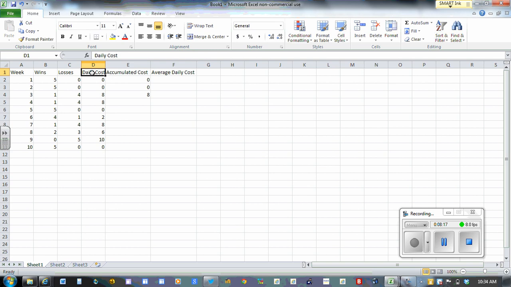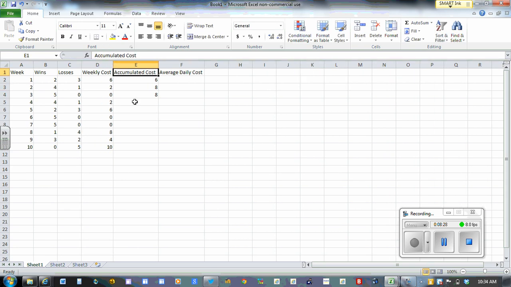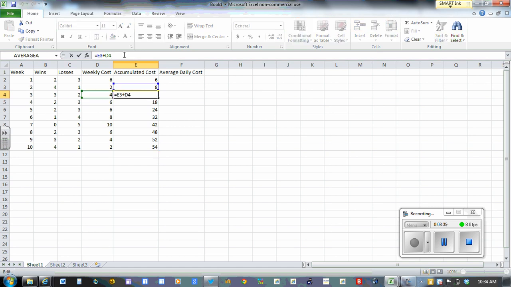I'm just noticing now the header to this is a little inappropriate. It should be a weekly cost. There, that's better. And this would be the accumulated weekly cost. So moving forward, let's see if we can't fill down with this formula. And let's study it to see if that makes sense. Check this one out.